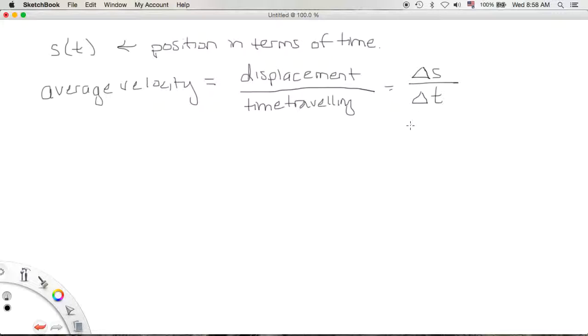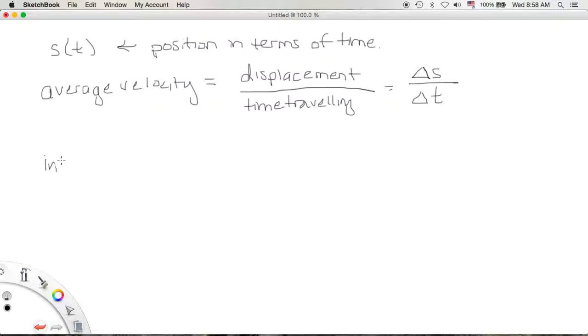Now, notice I'm using a capital delta here, the triangle. That means that we're looking for average. So if you have position, then you find the average when you move from, say, 5 meters to 10 meters, then your displacement is 5 meters, because that's how far you've moved, and how long it took you to get there is your time traveling. And that would be your delta, and that'll give you your average velocity.